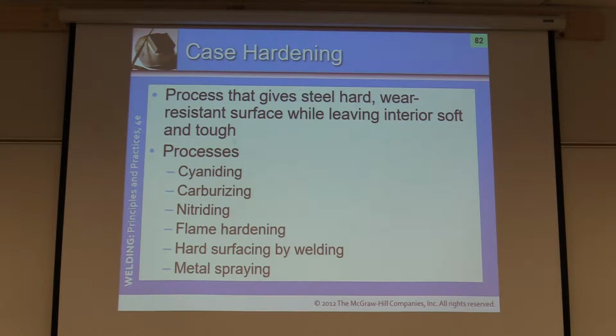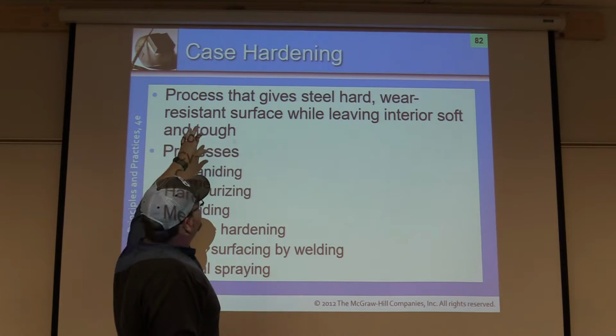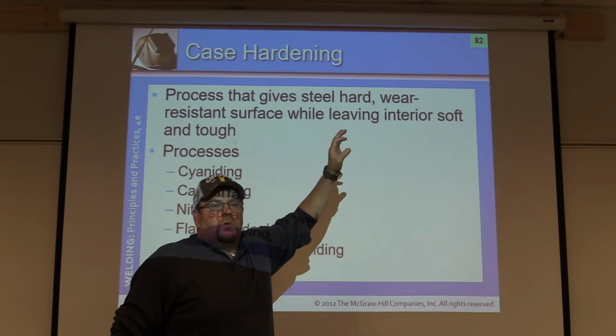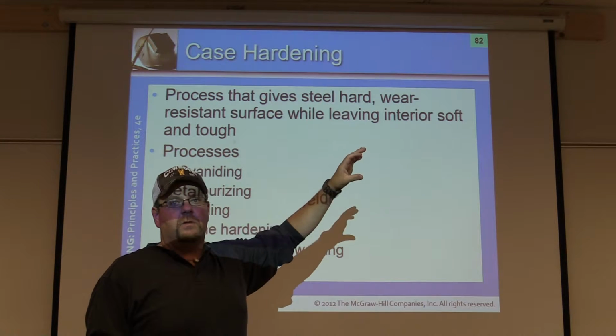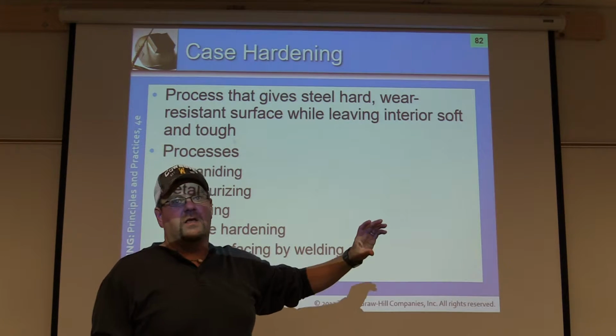Let's talk about case hardening real quick. Case hardening is a process that gives steel a hard, wear-resistant surface while leaving the interior soft and tough. So right here, that sounds almost exactly like what we were talking about with the cementation process of adding carbon earlier, correct? Exactly. It's the same thing.